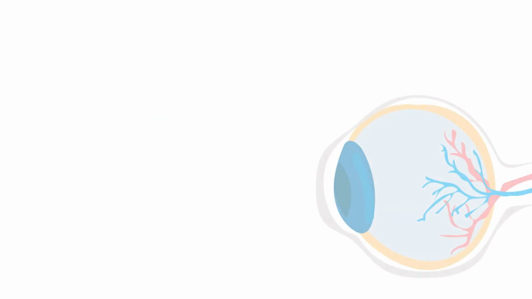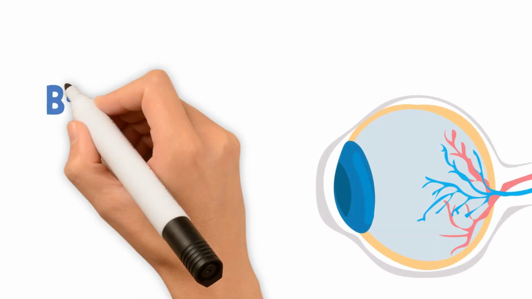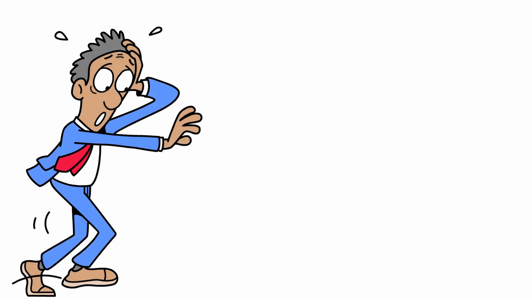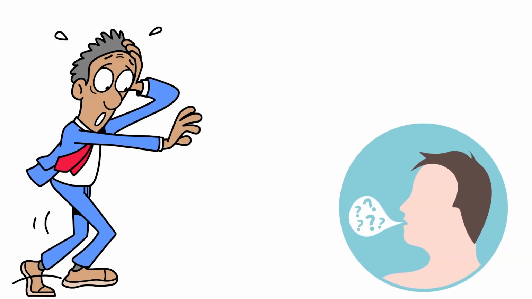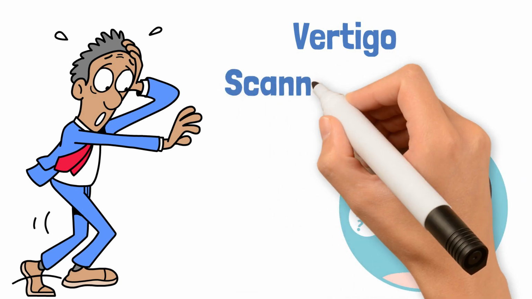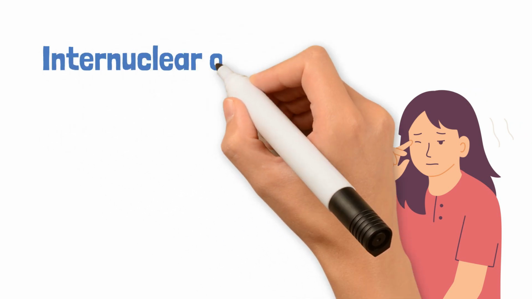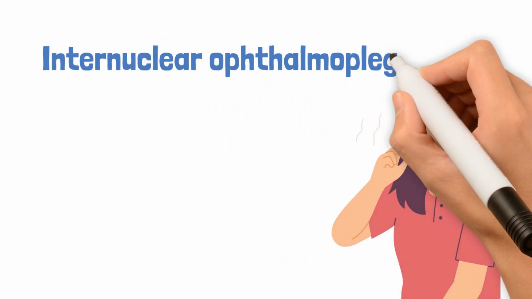If the lesion is in the optic nerve, the patient can have blurred vision in one eye. If the lesion is in the brainstem, they can present with vertigo and scanning speech, which mimics alcohol intoxication. If the lesion is in the medial longitudinal fasciculus, they can present with internuclear ophthalmoplegia.